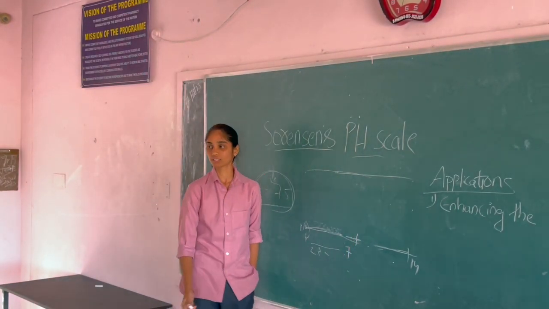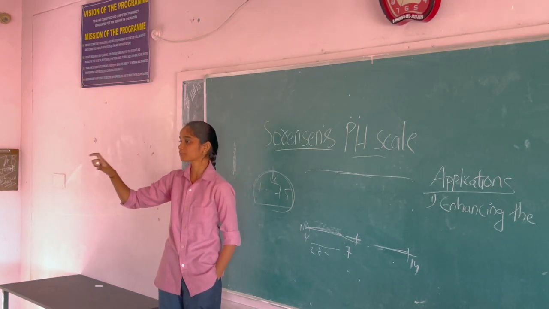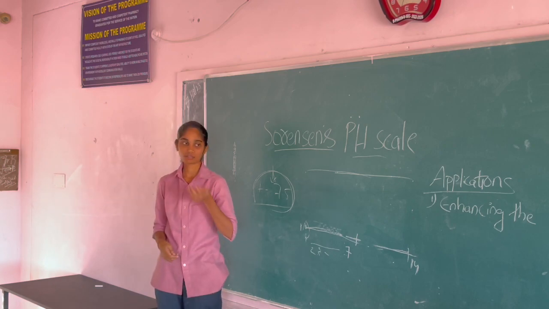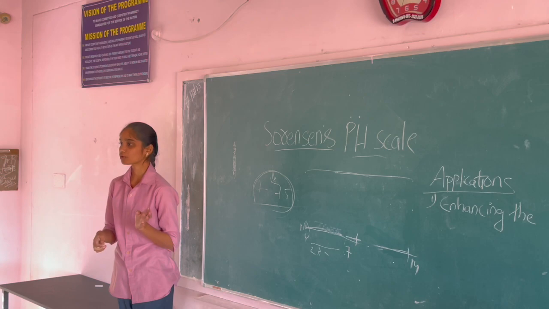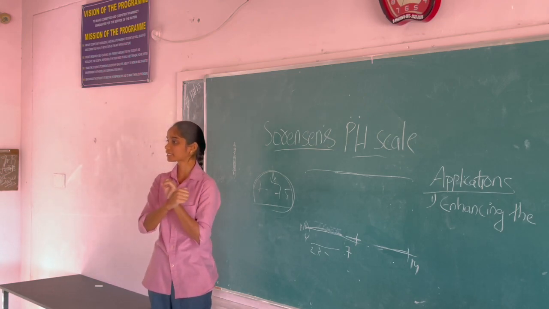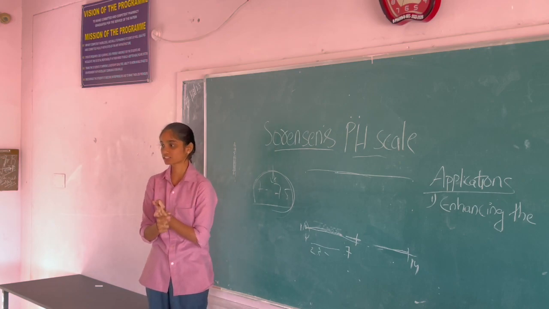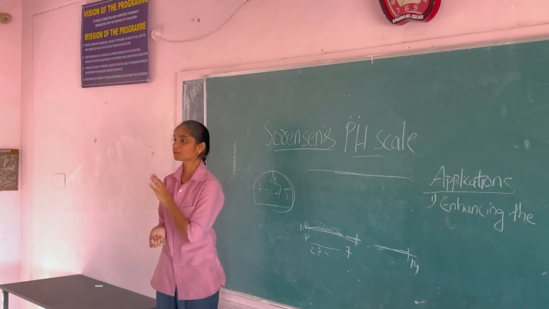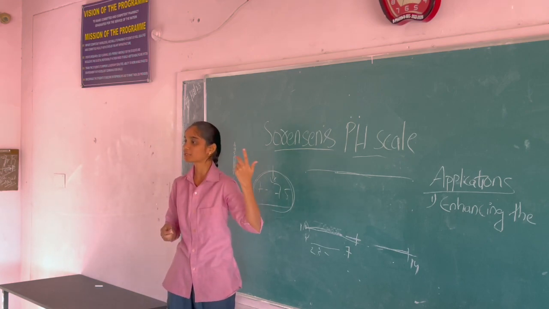For example, for any drug, we have to maintain optimum pH. While we are preparing any medications, we have to maintain some optimum conditions like optimum temperature, optimum pressure, and at the same time optimum pH also. If the pH is not maintained at optimum or constant, what will happen? The drugs may be precipitated.